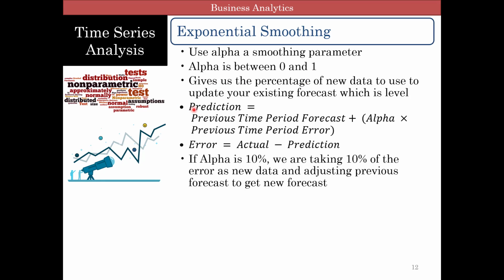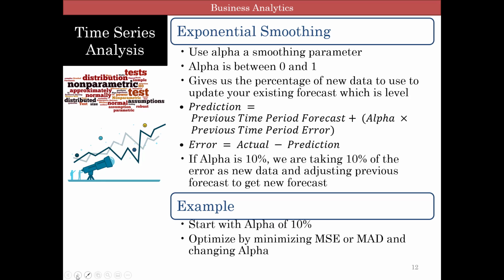So our prediction is the previous time period's forecast, whatever our forecast is, plus alpha multiplied by the previous time period's error. So we're taking whatever the error is, and we're taking a certain percentage of the error. We're using alpha, and we're adjusting our previous forecast. So if you say alpha is 10%, we're taking 10% of the error. If it's positive or negative, we're taking 10% of the value and adjusting the forecast. If it's negative, it'll reduce the previous forecast. If it's positive, it'll add to the previous forecast.